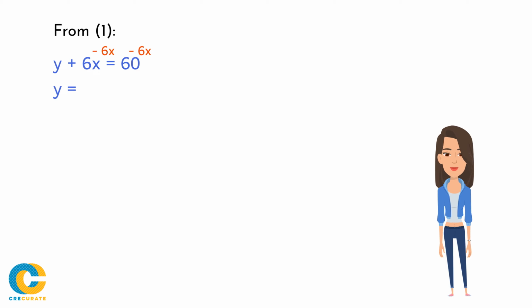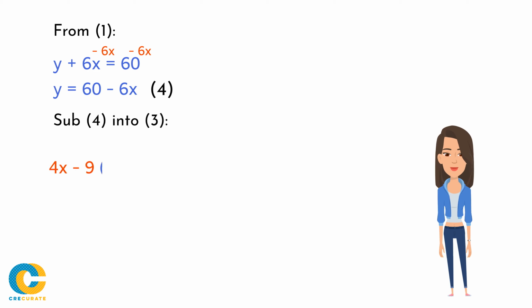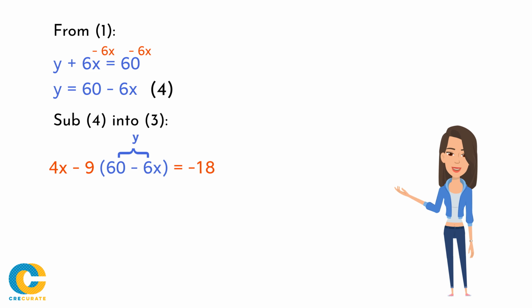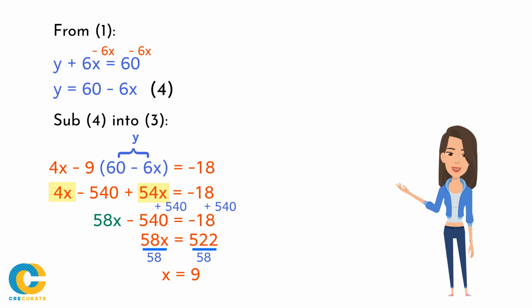Since we now know that y is equal to 60 minus 6x, we can substitute this value of y into equation 3 to solve for x. Replacing y with 60 minus 6x, we simply expand, simplify and solve to find the value of x, which is 9. A gentle reminder not to stop here as we still have to look for y.